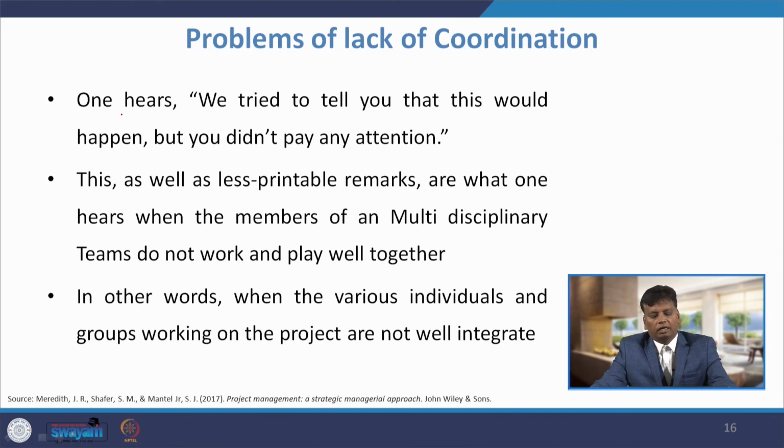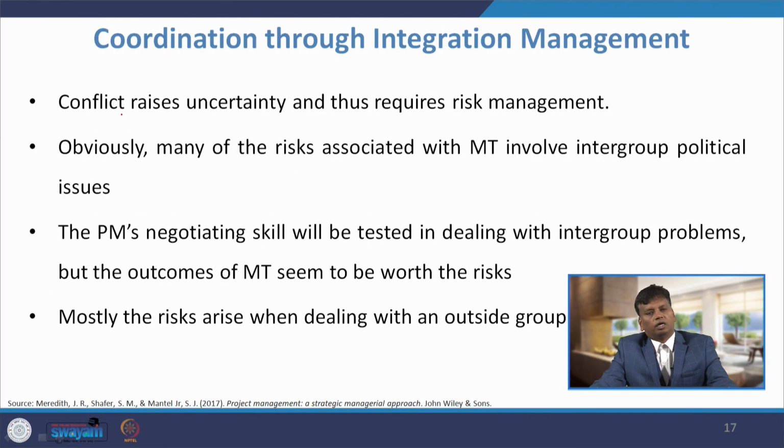This, as well as less printable remarks, is what one hears when the members of a multidisciplinary team do not work and play well together. In other words, when the various individuals and groups working on the project are not properly integrated, there will be a lot of problems. Conflict raises uncertainty and thus requires risk management. If the multidisciplinary team is not properly managed, that will lead to conflict, that conflict will lead to uncertainty, and that will lead to risk management.